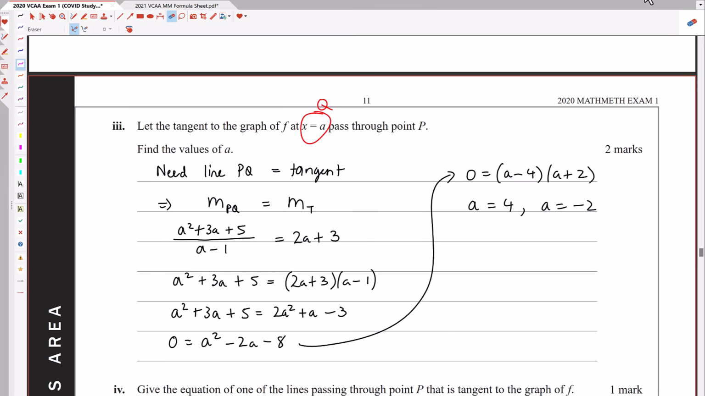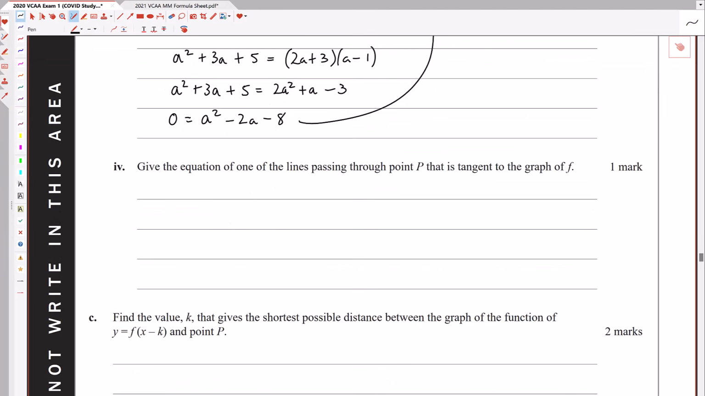And we've got 2 marks. So obviously 1 mark for the 2 answers, 2 values of a, and 1 mark for equating your 2 gradients or some other method. So that would be a method mark here, setting up an appropriate equation or using an appropriate method and then arriving at the correct answer.